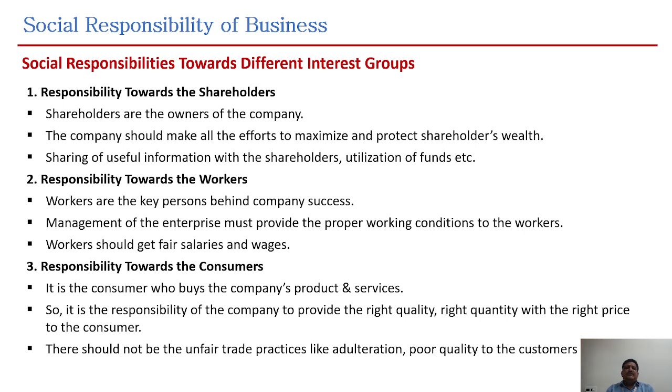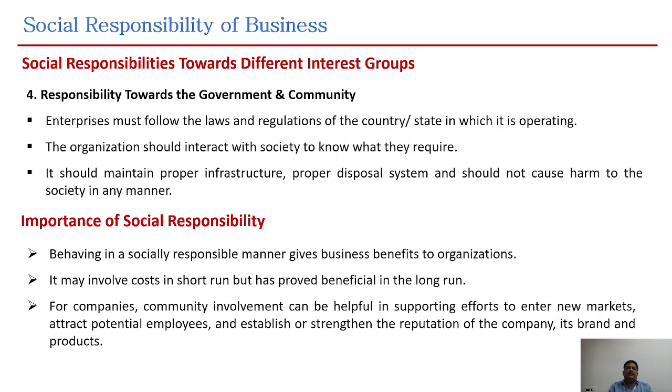Then we have the responsibility towards the consumer also. The consumer is an important factor in business. It is the consumer who buys the company's products and services. So it is the responsibility of the company to provide the right quality and right quantity at the right price to the consumer. This is an important responsibility of the business. There should not be any unfair trade practice like adulteration or poor quality. We cannot cheat the consumer. We have to give 100% to the consumers because they are paying for us.